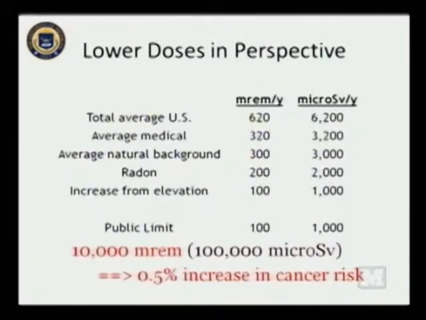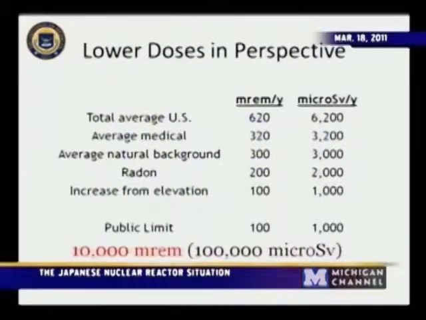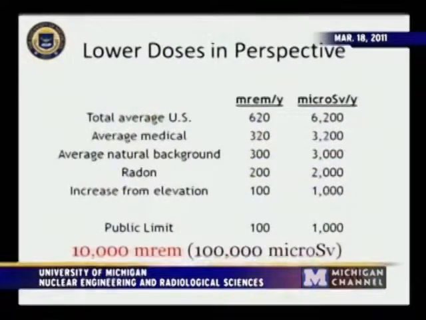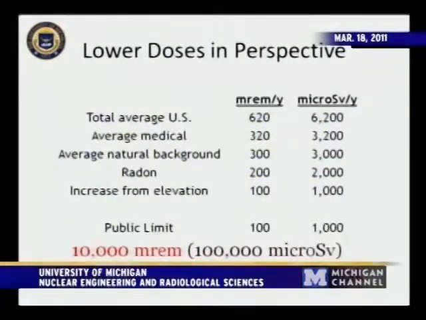And the difference in your average natural background, this 100 millirem, which was the 300 minus the 200, that is caused from between living at sea level versus living in Denver is about 100. That's because at a higher elevation, there's less atmosphere to shield you from cosmic rays. So the public limit is 100 millirem per year, which is roughly equivalent to the difference in natural background radiation between sea level and living up in the Rocky Mountains. So this is very conservative.